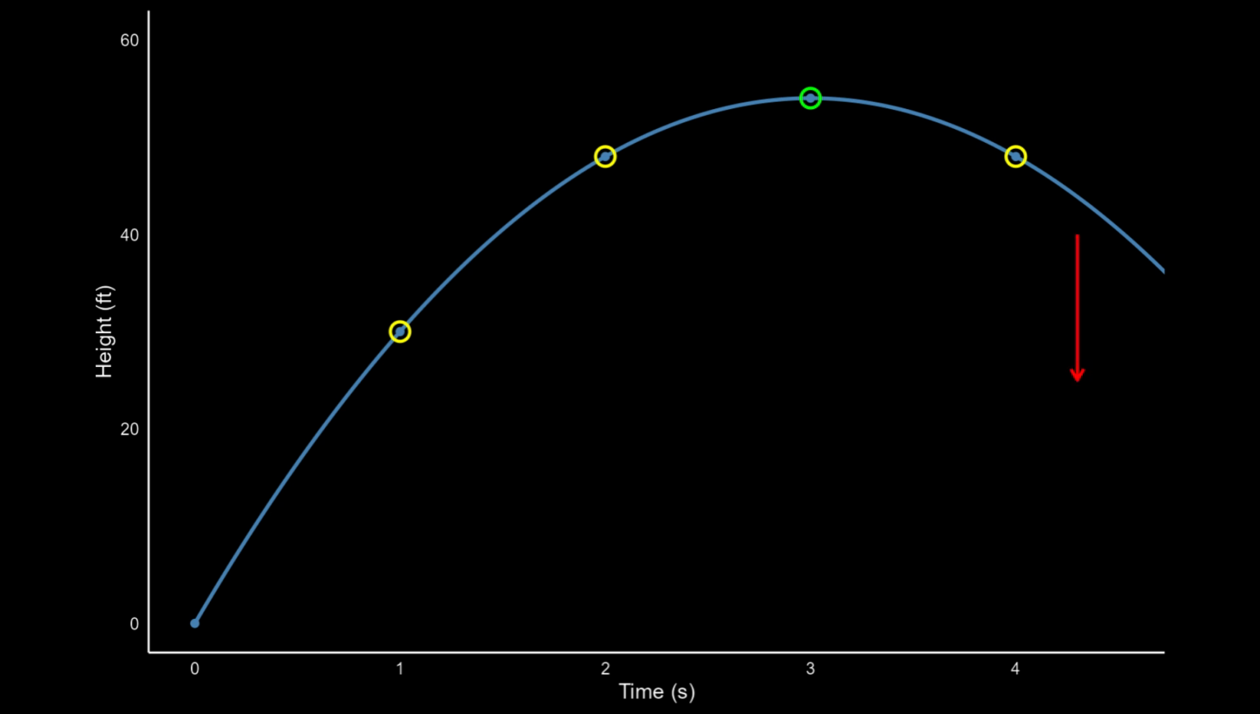Because gravity is pulling the ball back to Earth, this parabolic curve opens downward. And because it opens downward, it creates a distinct peak, a maximum height. In math, we call the exact coordinate of this peak the vertex. Here, our vertex is exactly at (3, 54).